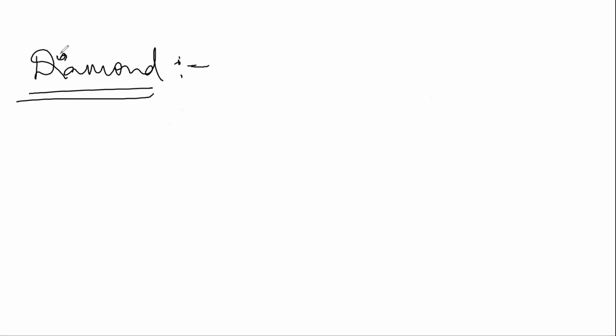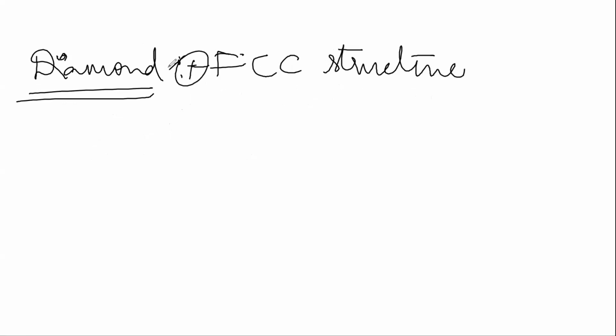You know that the diamond is made up of carbon atoms, right? Made up of carbon atoms. The diamond structure is an FCC structure. It has face-centered cubic structure. This is the first point we have to stress. It has face-centered cubic structure with a basis of two carbon atoms.